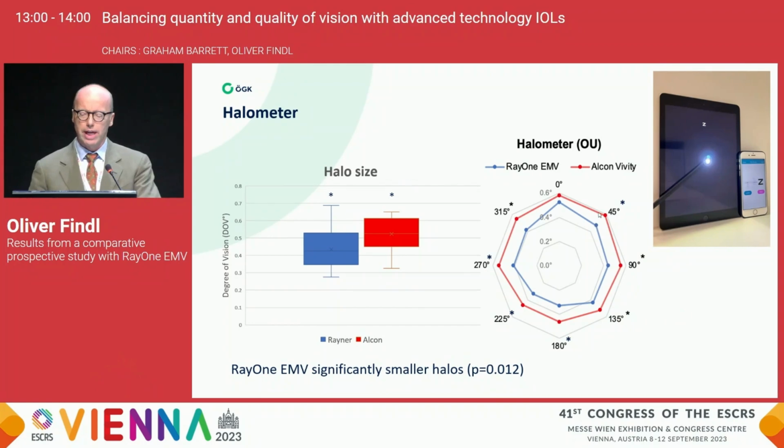You can see that the halo size for the Vivity is larger, and that's also statistically significant. Here you can see the box plots for the two. There's obviously always some overlap, but these are the averages, of course, throughout the entire perimeter.